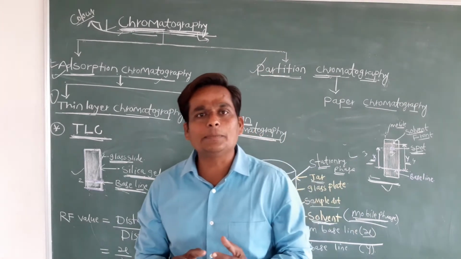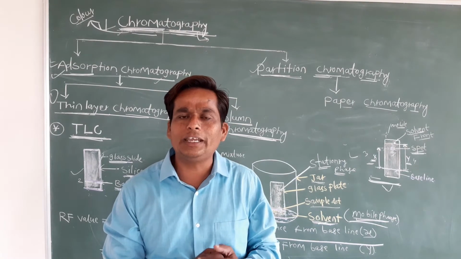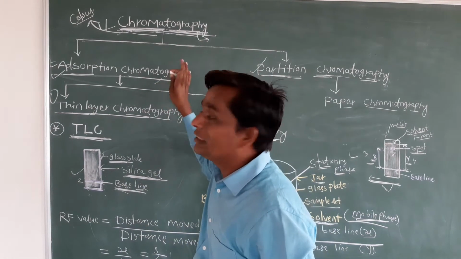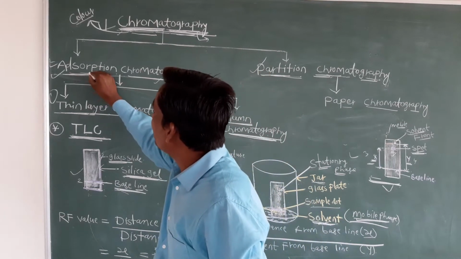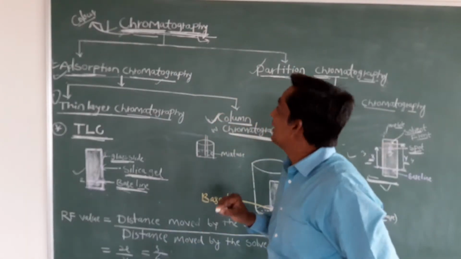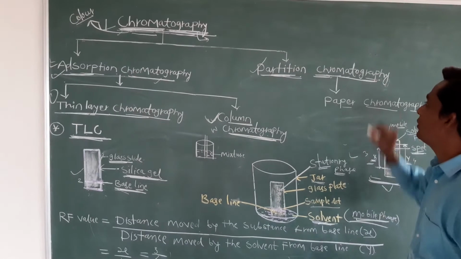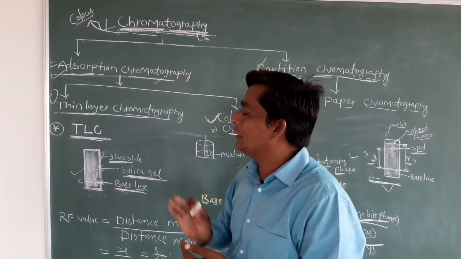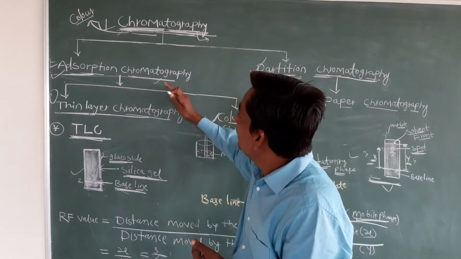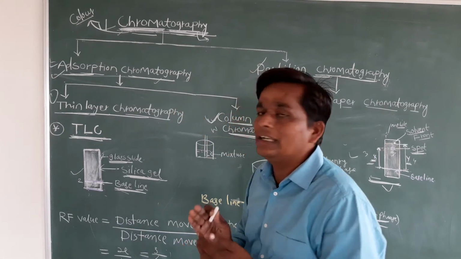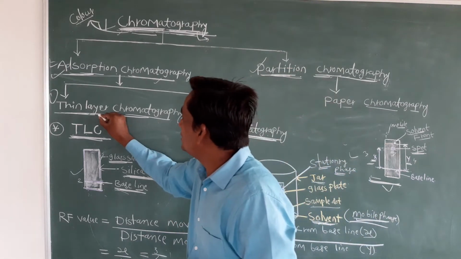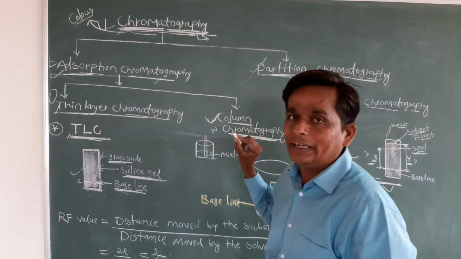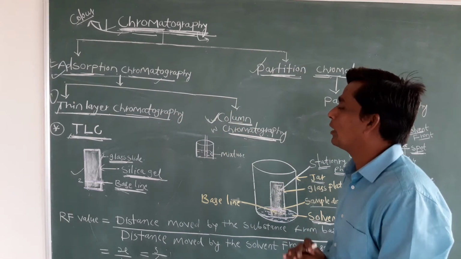Actually there are two types: one is adsorption chromatography and the other is partition chromatography. Okay students, in today's class we will discuss in detail adsorption chromatography. This adsorption chromatography is mainly divided into two parts: one is thin layer chromatography, that is TLC, and the second is column chromatography.